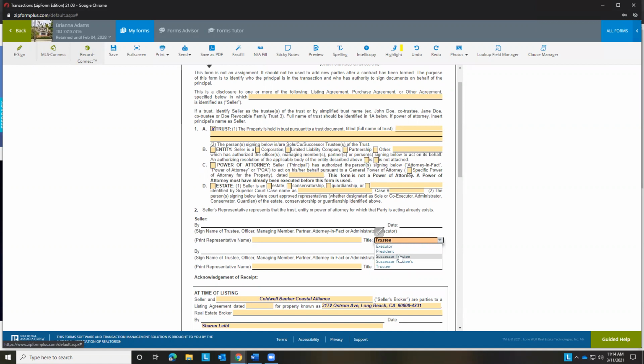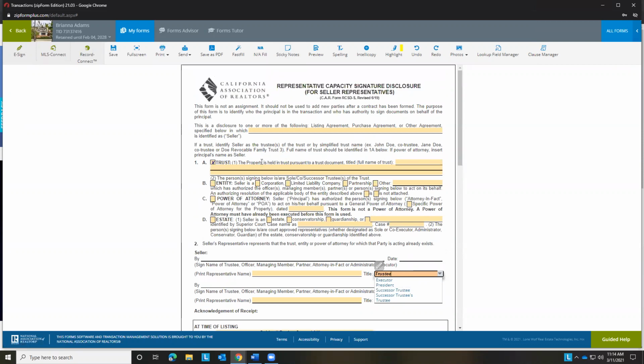Okay, thank you. So when you say regular trustee, is that like I have my property in a trust and I'm going to sell it? Yes. Still use representative capacity for that, even though it's your own? Yes, because when your house is in your trust, the trust is the actual owner and you are just a representative of that. Okay.